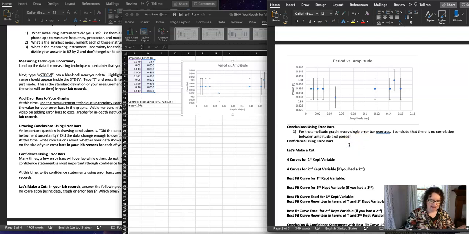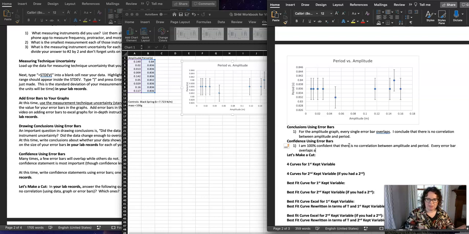Okay, confidence. Well, gosh, I am 100% confident that there is no correlation between amplitude and period. Every error bar overlaps, and 7 of the 9 of them overlap completely.